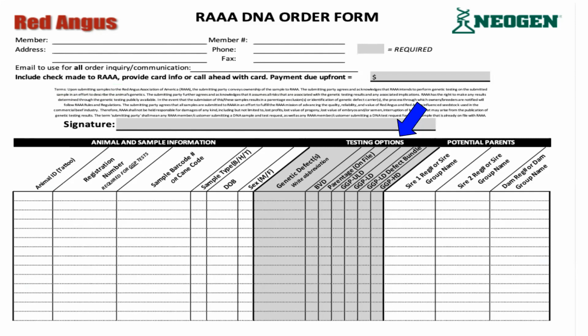Next column to parentage is ULD. So that includes the parentage and the genomic enhanced EPDs. LD has the parentage, genomic enhanced EPDs, OS, and MA testing.